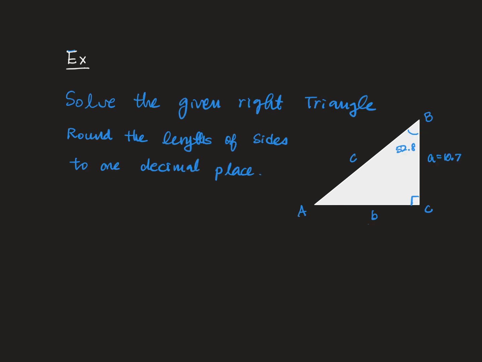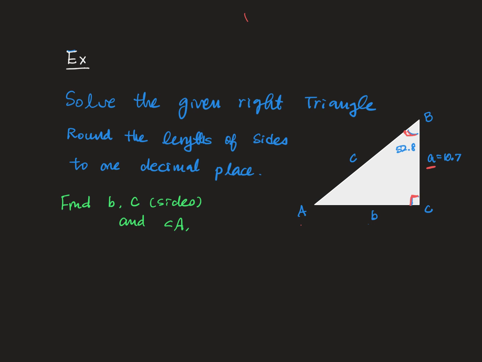I give the right triangle right there. They ask you to solve the given right triangle. What is given? Right here angle A, angle B, angle C, but they give angle B. Here is the right triangle. They give side a, corresponding to angle A, 10.7. So you guys have to find sides b and c and angle A. Angle C is the right angle. So you have two sides and one angle that you have to find.